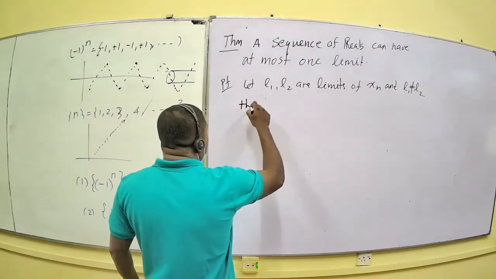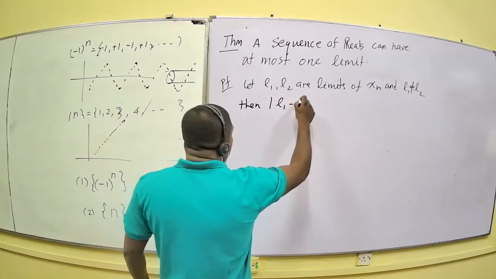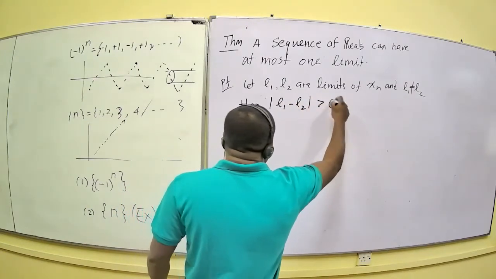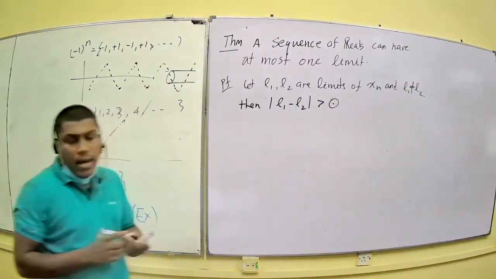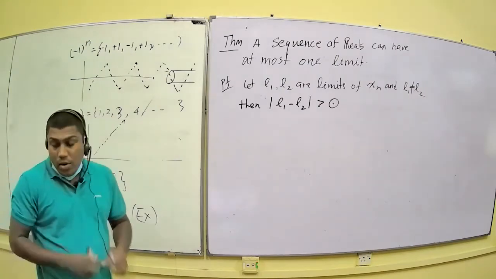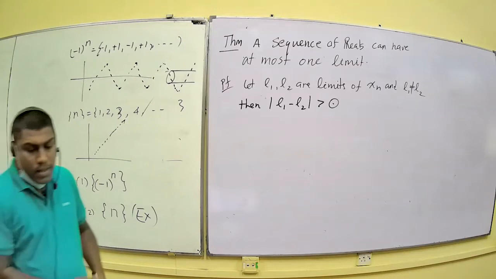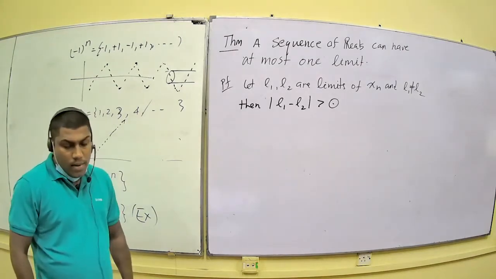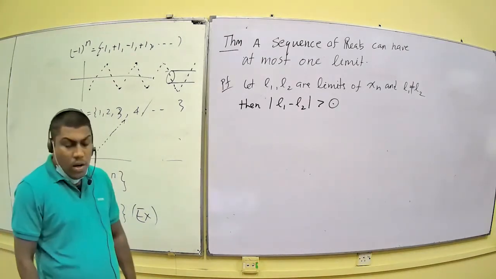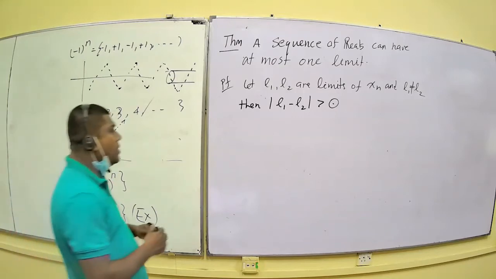So clearly, the difference between L1 and L2 is non-zero. So obviously, the absolute value of that will be positive. You all know that, right? So now what we have is this.